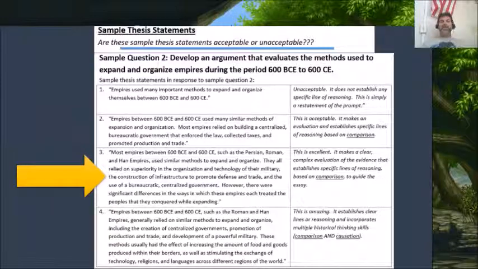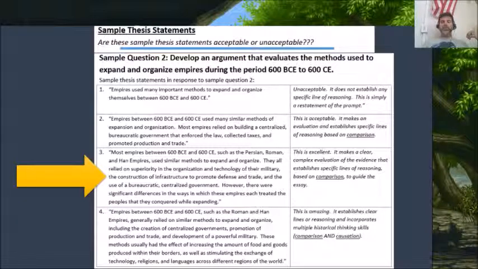Number 3 is excellent. Most empires between 600 BCE and 600 CE, such as the Persian, Roman, and Han empires, used similar methods to expand and organize. They all relied on superiority in the organization and technology of their military, the construction of infrastructure to promote defense and trade, and the use of a bureaucratic centralized government. However, there were significant differences in the ways in which these empires each treated the peoples that they conquered while expanding. This is really good because it makes a complex evaluation of the evidence that establishes specific lines of reasoning.